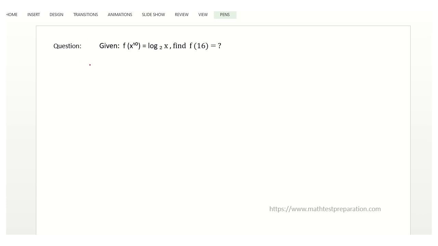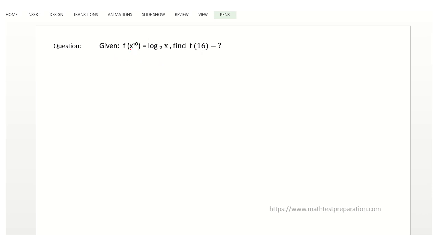In this lesson, I'm going to talk about the function. The question is, we are given f(x^10) = log base 2 of x. The question asks: what is f(16)? Now, let us solve this problem.